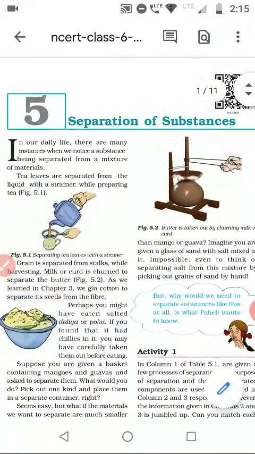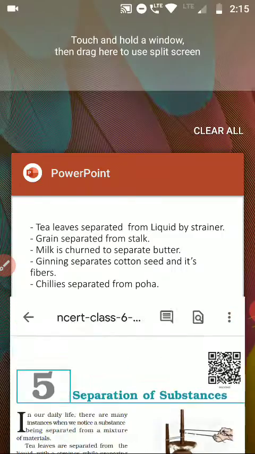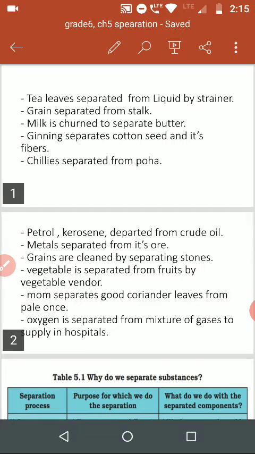Why it is necessary to separate and what are different ways to separate? That is what we are going to study in this chapter. So let's begin with one PowerPoint presentation which I have for you. In this presentation, let us see what examples. These are examples I have mentioned, different types of examples where we do the process of separation.